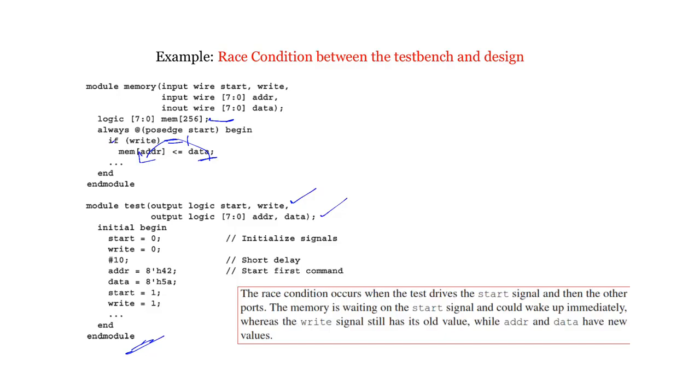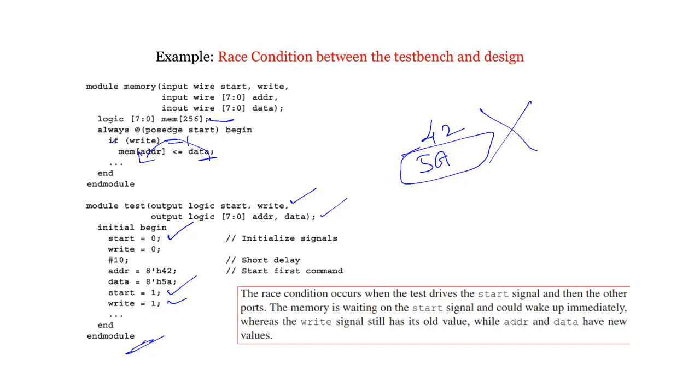The output we expect is: previously start was 0, now we made start equal to 1, and we have also declared write is equal to 1. So we expect the data 5A to be loaded into the specified location 42. This is the memory location where we expect 5A to be stored. But this is not happening due to the race condition. What is the race condition? Now we will see.